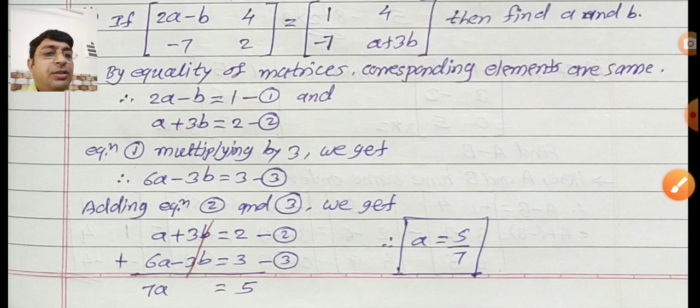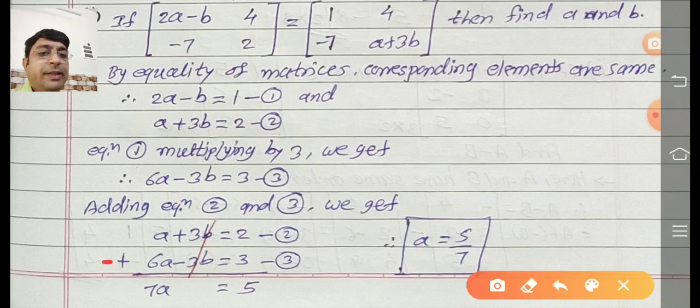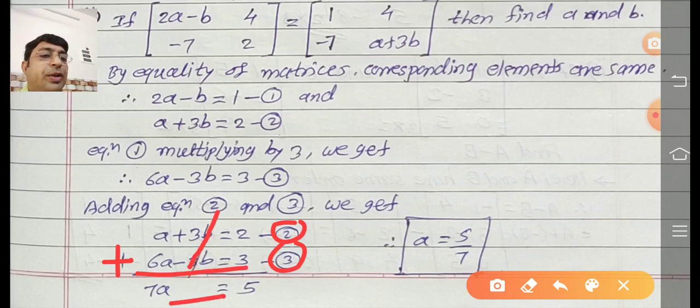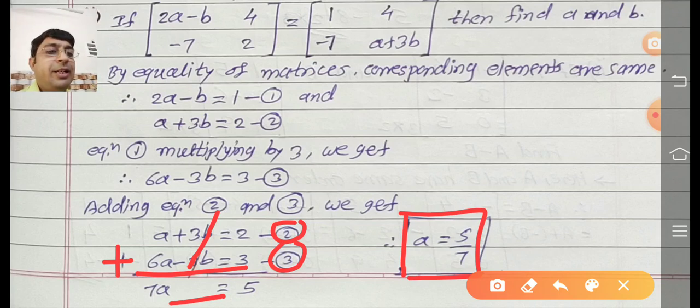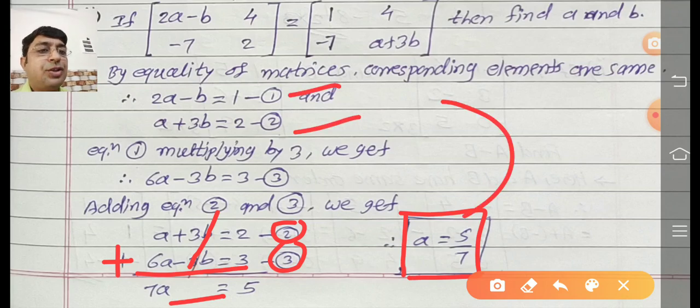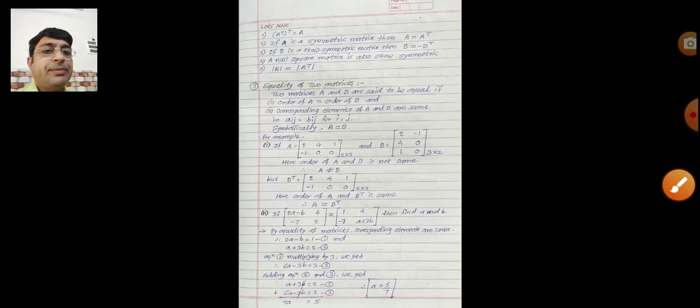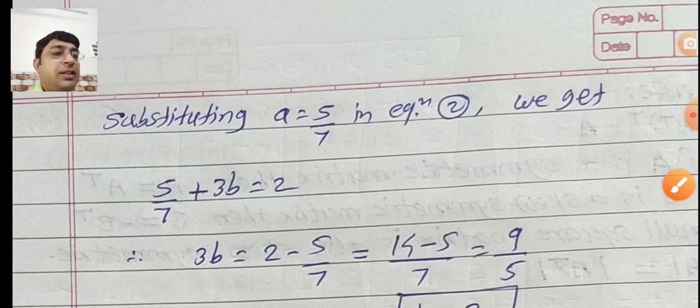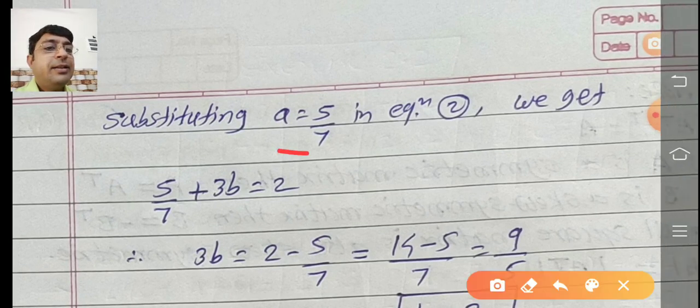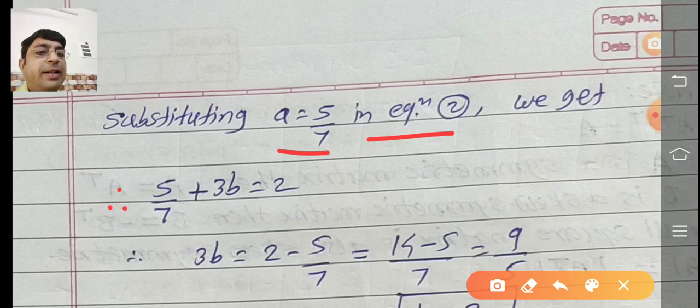After addition, what happened? See that we are adding these two equations, number 2 and 3, plus 3B minus 3B cancel, 7A is equal to 5, and therefore the value of A is equal to 5 by 7. This value of A, 5 by 7, we are substituting in any one equation, 1 or 2. Now check. We are substituting that value of A, 5 upon 7, in equation number 2. Therefore 5 upon 7 plus 3B is equal to 2.